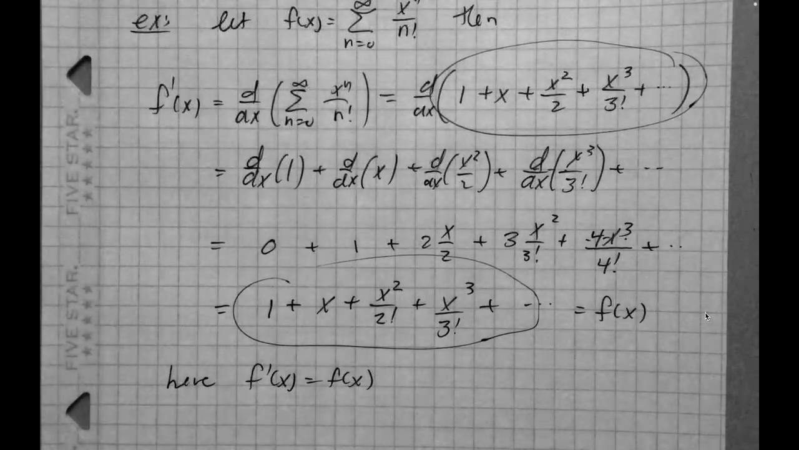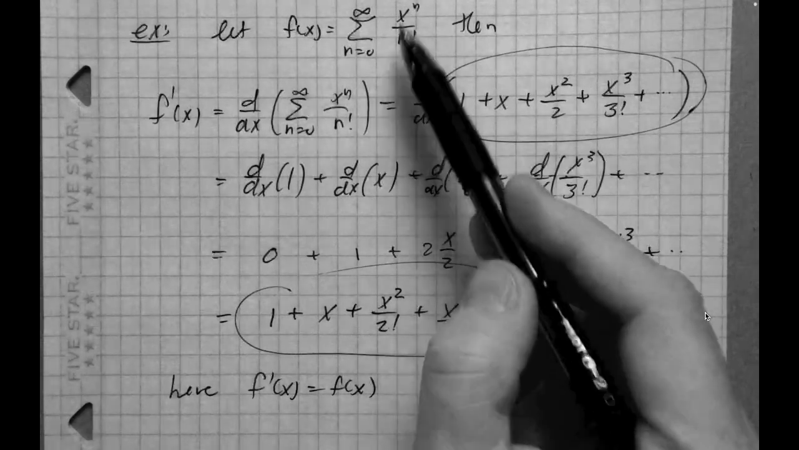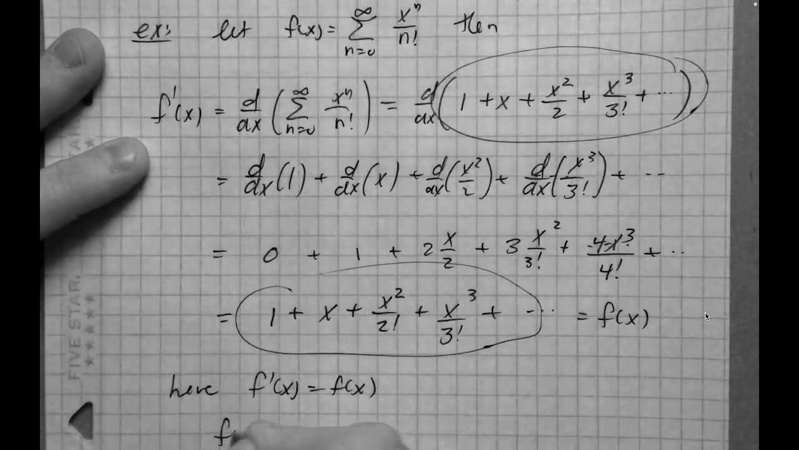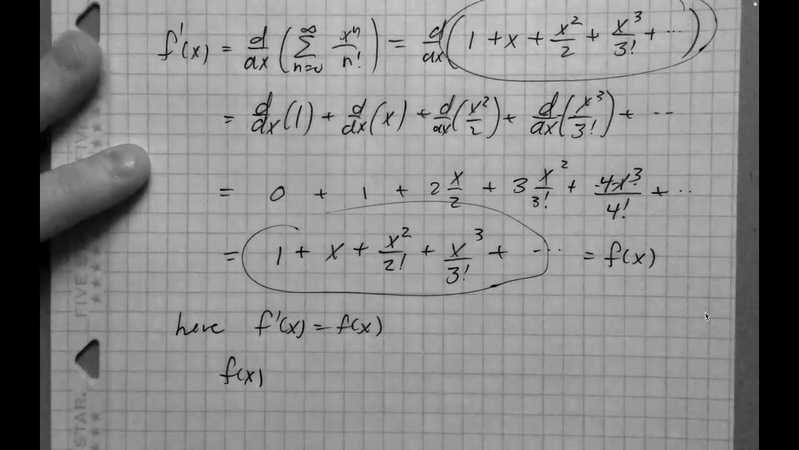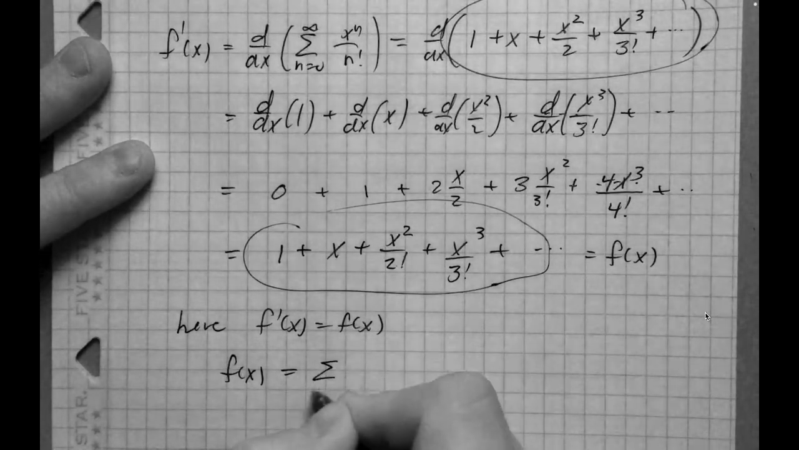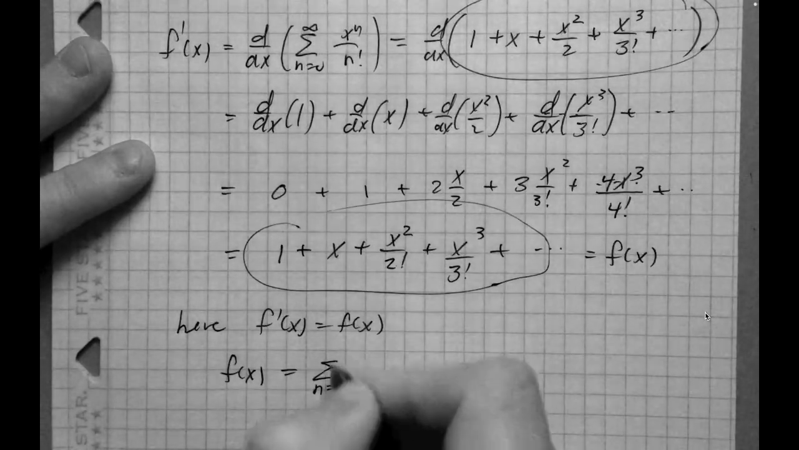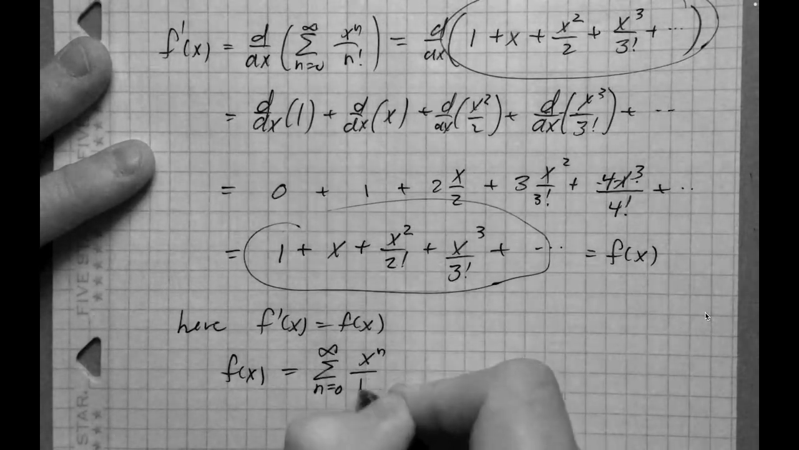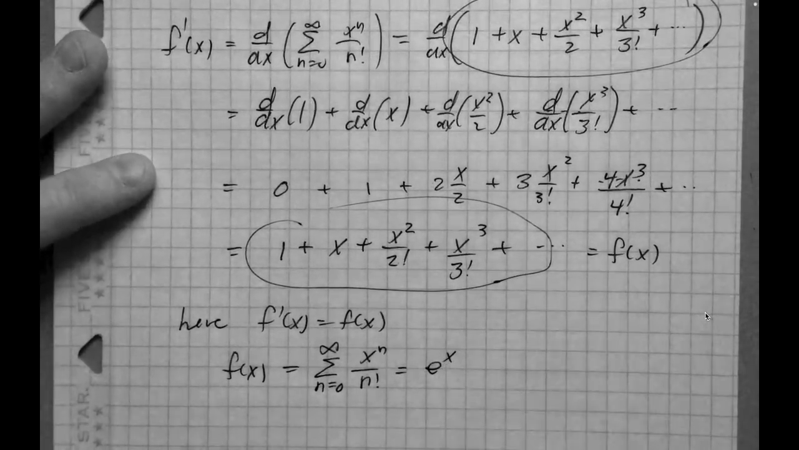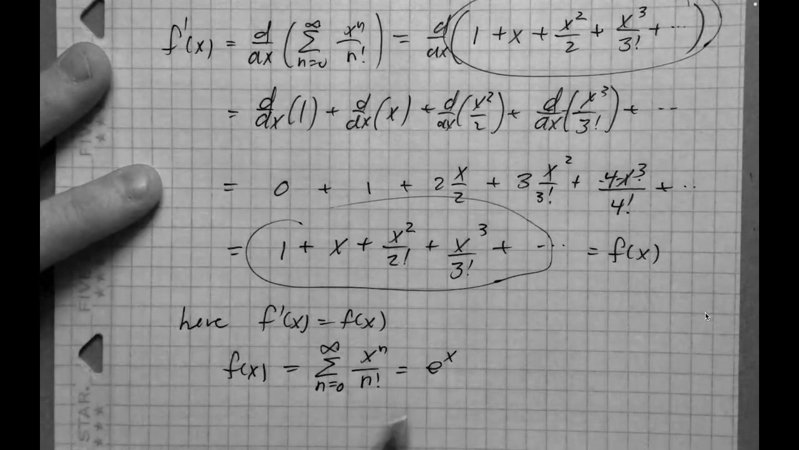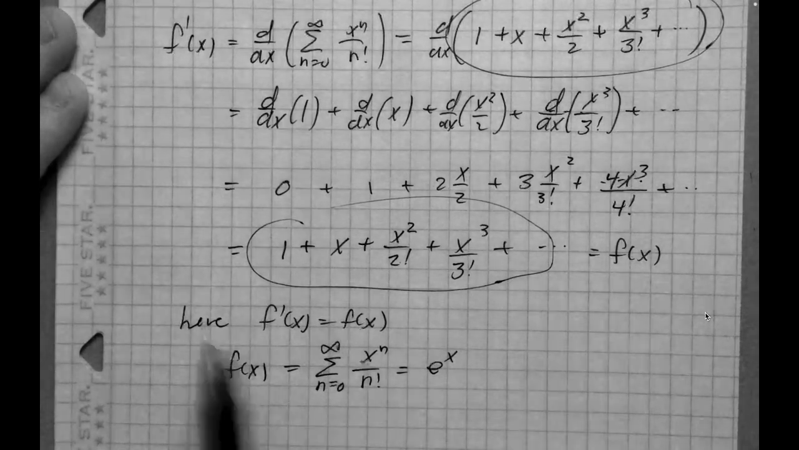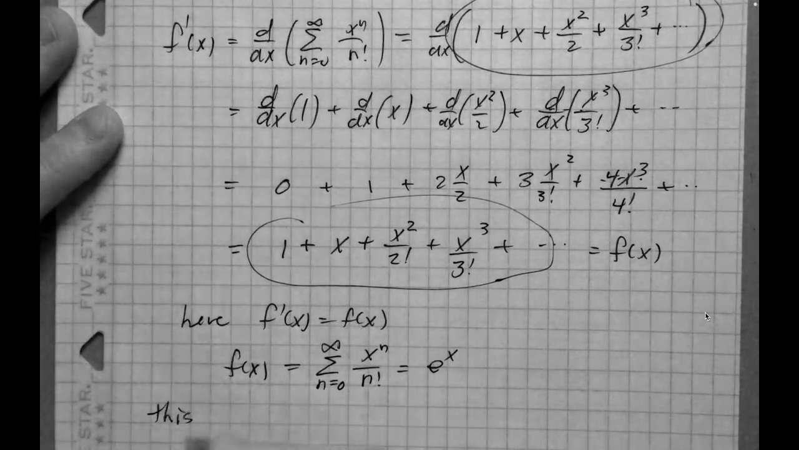Do we remember where this power series came from? You might remember, if you've watched the videos. This power series, the sum from n equals 0 to infinity of x to the n over n factorial, is the power series for e to the x. And so it makes sense that when we differentiate it, we get the same thing.